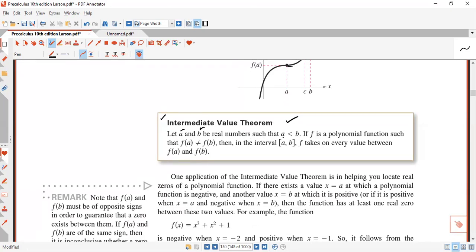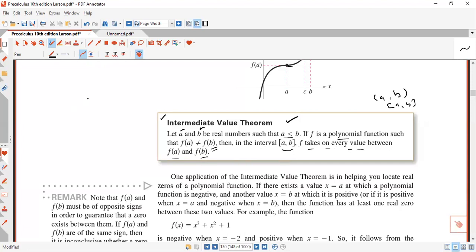And such that A is less than B, meaning we have an interval, for example an open interval, or you may also use a closed interval. Clear? If f is a polynomial, meaning the graph of the function will be continuous, such that f of A is not equal to f of B. This is our main assumption: the initial and ending values of the function will be different. Then on the closed interval, f takes on every value between f of A and f of B.